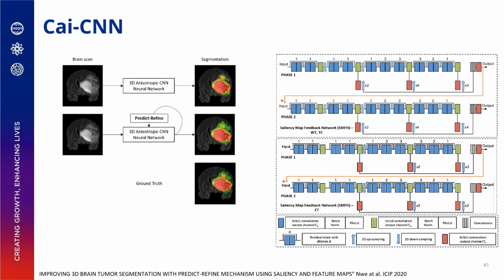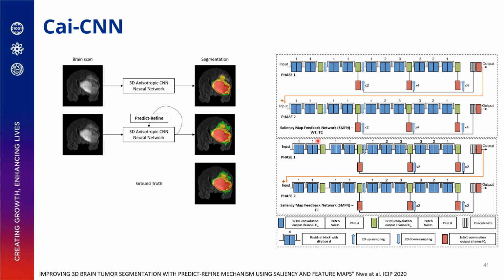One of our in-house developed networks is based on anisotropic CNNs. It's a very deep network where we essentially try to share the weights across multiple layers. Each one of these blocks refers to a 3 by 3 by 1 convolution, batch normalization, and ReLU activations. Then you have your 1 by 1 by 3 convolutions as your output channel.